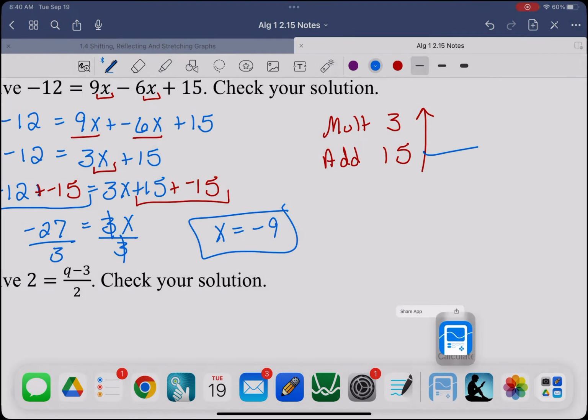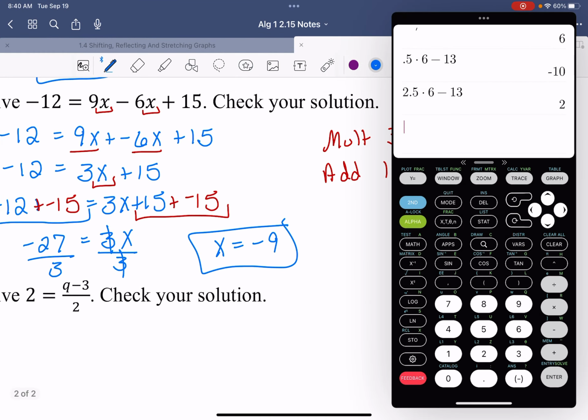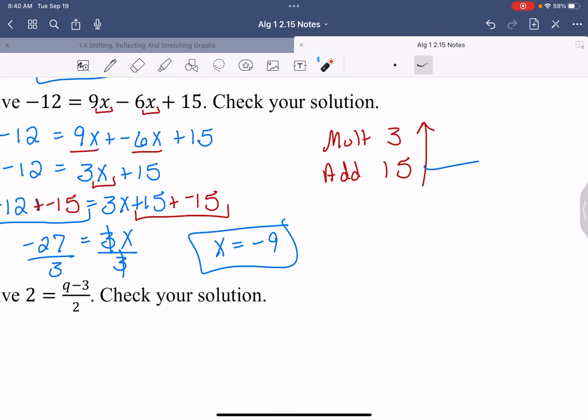So again, we're going to check our work. To check this, I'm going to plug in a negative 9 for both of my x's over here. So I'm going to take 9 times negative 9 minus 6 times negative 9, and then add 15. If it worked, I should get a negative 12. Woohoo, it worked. So again, always check your work, by calculator. So we checked it.